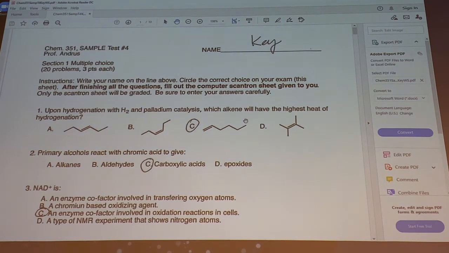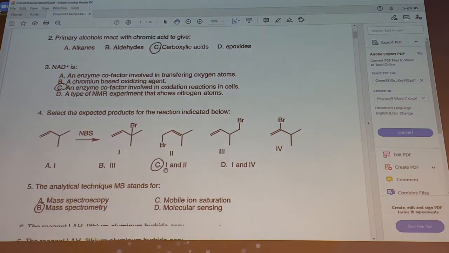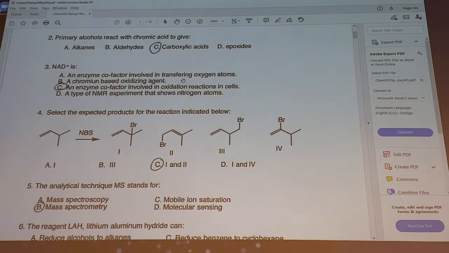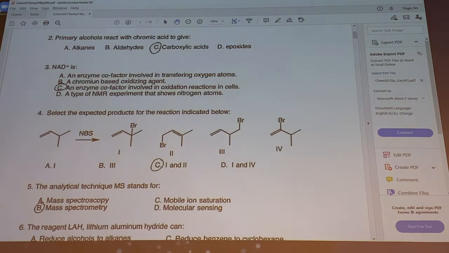Well, it'd be this one, the less substituted one. The monosubstituted one would be a higher heat of formation to begin with. So when it hydrogenates, it would end up giving up more heat. Primary alcohols, chromic acid, give carboxylic acid. So some of these are just descriptive. NAD plus, we showed how that works as a cofactor to do what? Oxidation reactions in cells. So that's kind of a descriptive thing, but we actually did show you the mechanism of how that works, and it's in the book there.